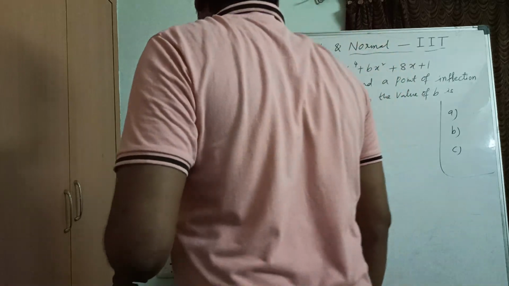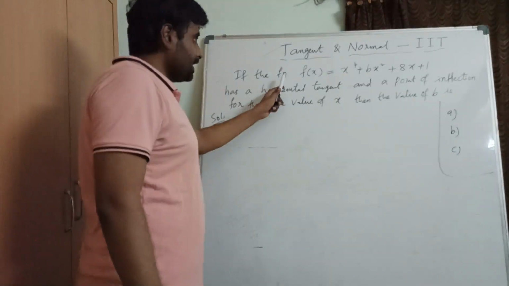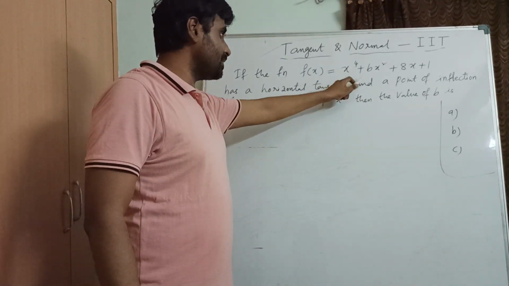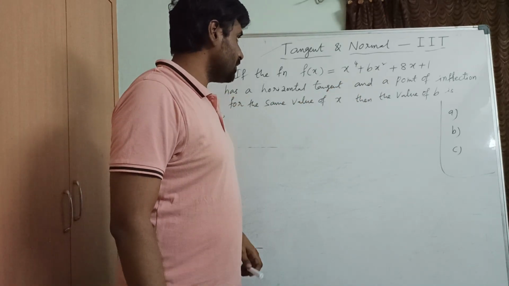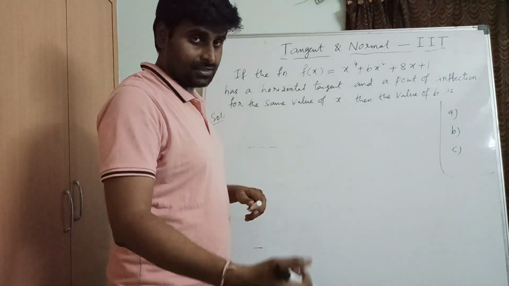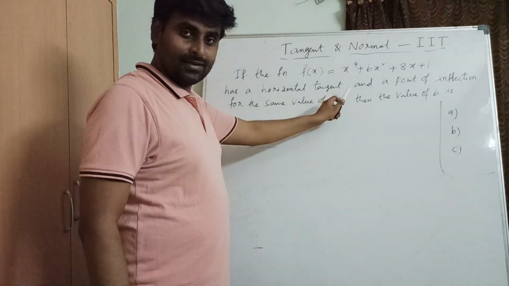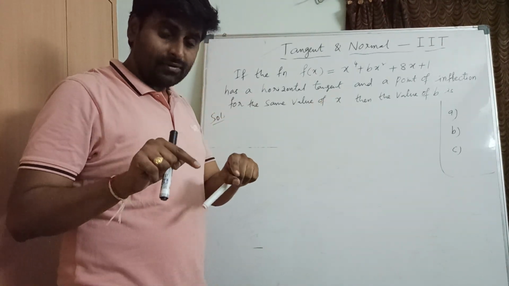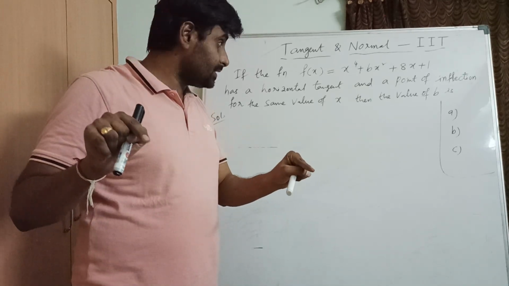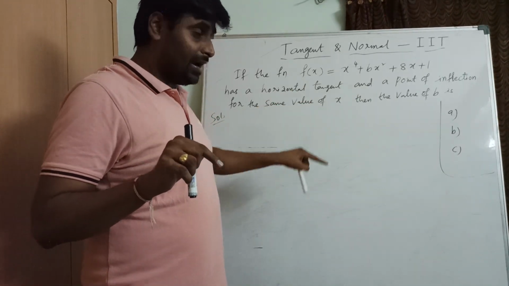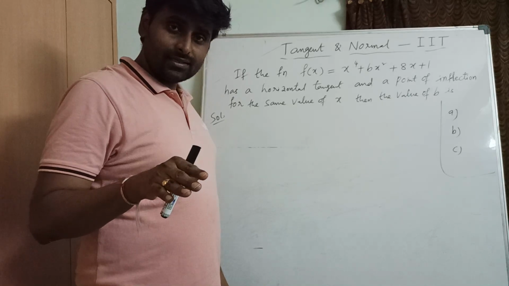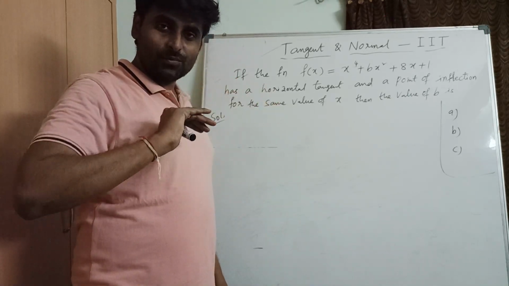Now let us solve this question. If the function f of x equals x power 4 plus bx square plus 8x plus 1, this is the given curve or function, correct? So it has a horizontal tangent. Stop there. When can we say a curve has a horizontal tangent? Whenever a curve has a horizontal tangent, then its slope is 0, correct or not?